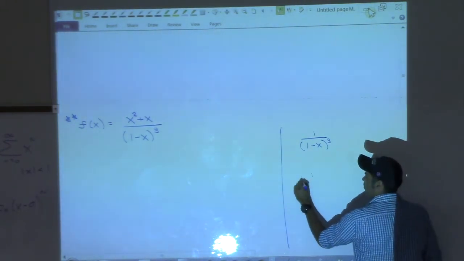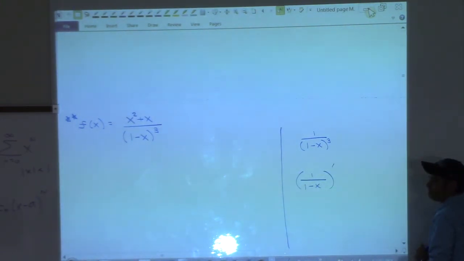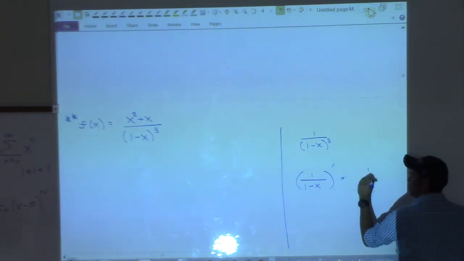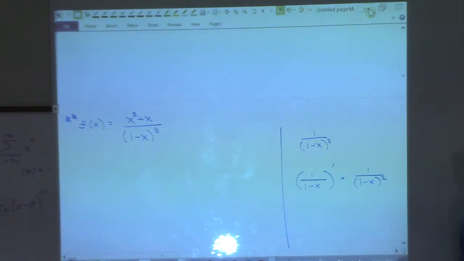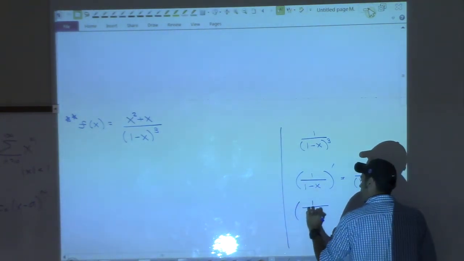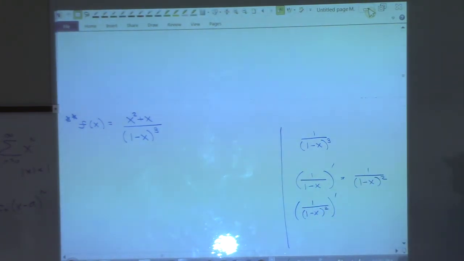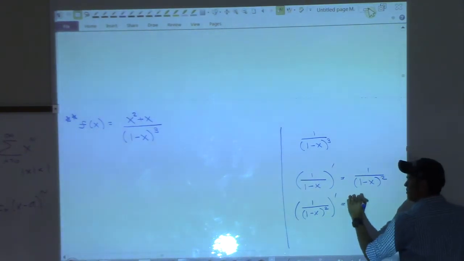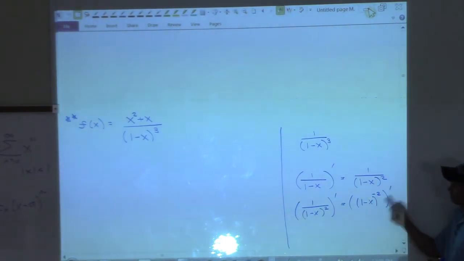So let's go back. When we looked at 1 over 1 minus x, what was the derivative of that? That was 1 over 1 minus x squared, right? Agreed? Okay. What's the derivative of this? What's the derivative of 1 minus x squared? Now be real careful here, because it's not 1 over 1 minus x cubed. So that's the same as taking the derivative of 1 minus x to the -2, right? So take derivative of that, what do we get?